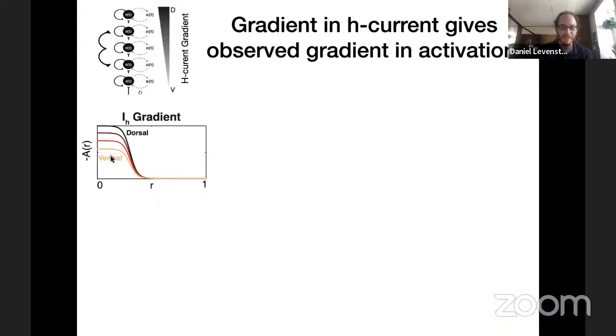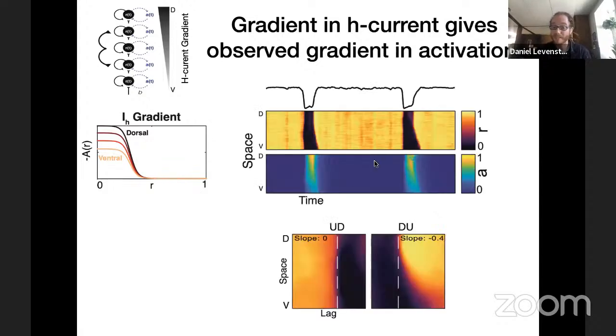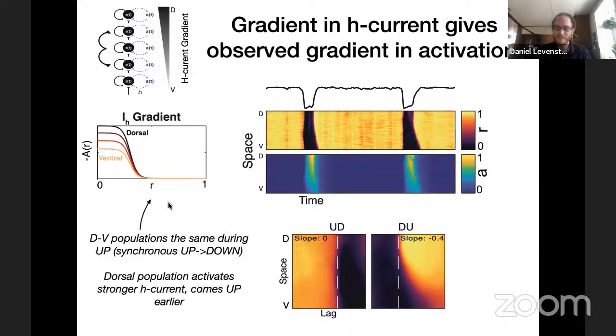And when we build in a gradient now of high IH dorsally and low IH ventrally, we're now able to reproduce what we see in the data. So we have a synchronous up to down state, but the down to up transition travels from the dorsal population to the ventral population. This is basically because now we have a configuration in which the dorsal and ventral populations are affected the same during high rate, so during the up state, but during the down state, during low rate, the dorsal populations activate this H current stronger, so they return to the up state earlier.